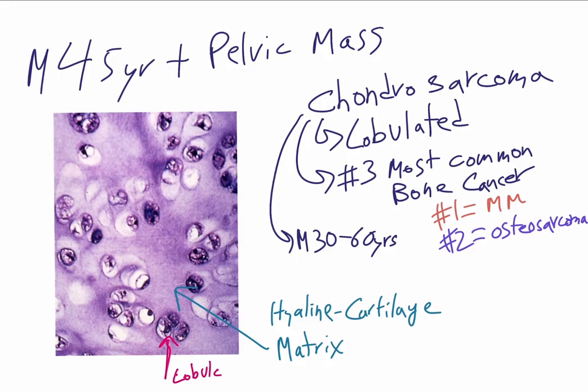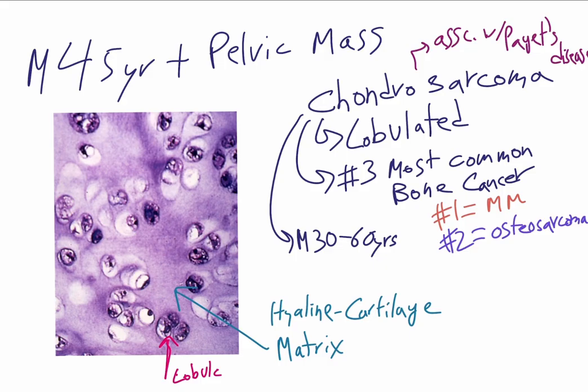So key fact for chondrosarcoma, it's the number 3 most common bone cancer. This is after multiple myeloma and osteosarcoma. Typically occurs in males between 30 and 60 years of age. Obviously, it can also occur outside of this range, but just know that these are the associations they want you to know. It can be associated with other diseases like Paget's disease. And don't worry too much about demographics, just focus on the slide itself.